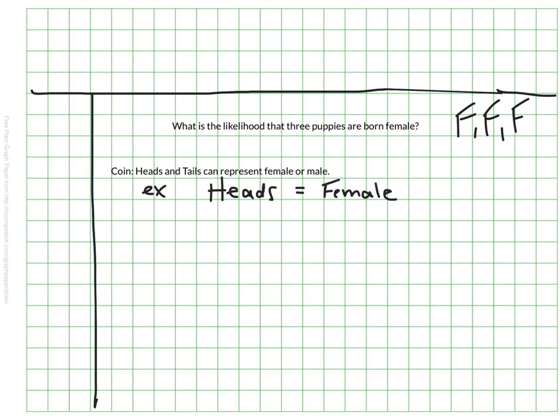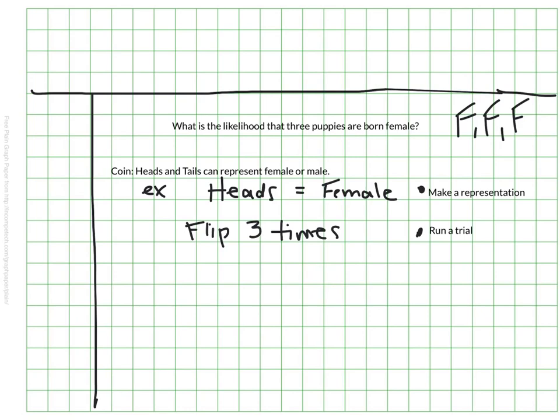So let's say we decide that if we flip a coin and it lands on heads, then that is simulating or representing the puppy being born female. So we've completed our first step. We made a representation. The second step is to run a trial. And in our trial, we would need to flip our coin 3 times to simulate the 3 different puppies being born.